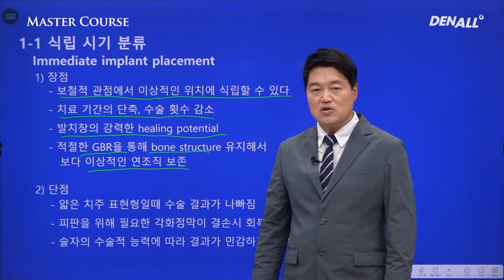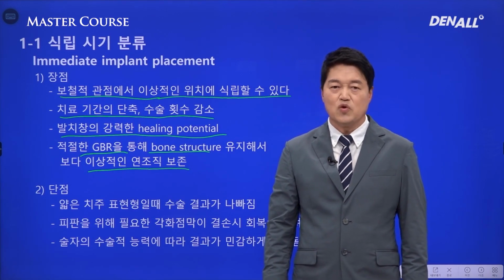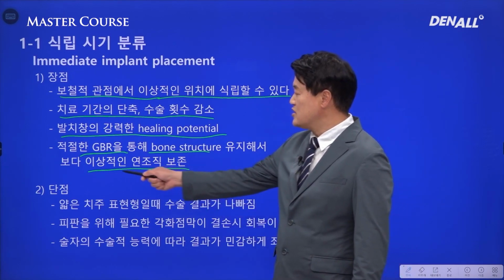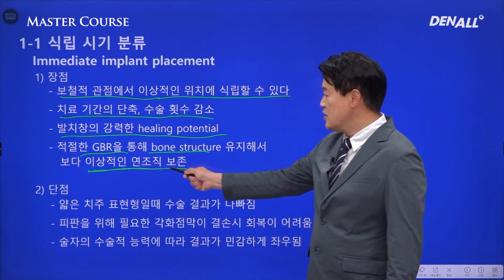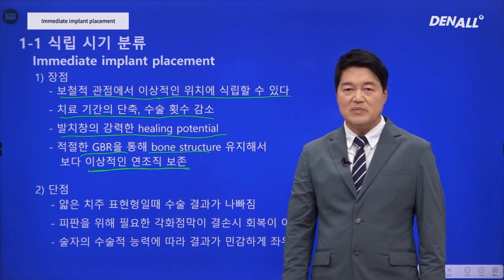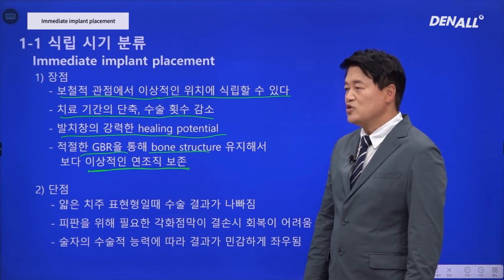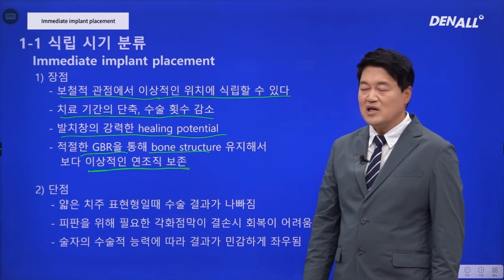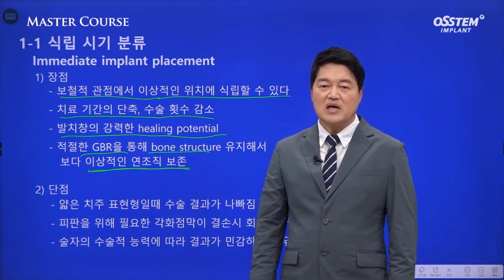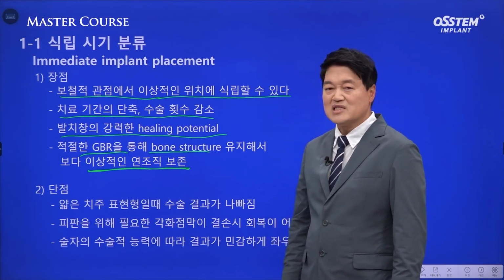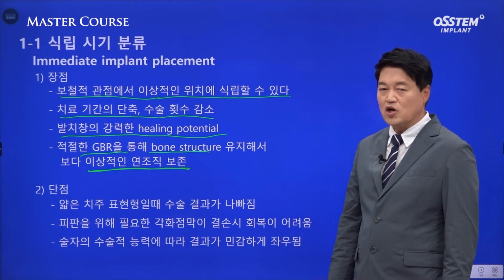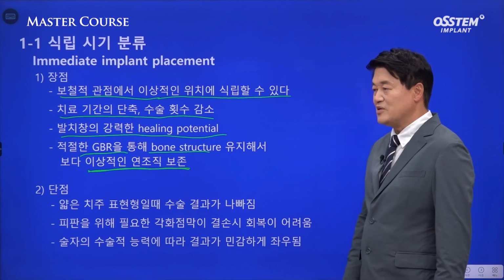In my case, in anterior cases, over 90% of the time, I try to do immediate implant placement. The biggest reason is to maintain ideal soft tissue. That is why I tend to do immediate implant placement. The downside is, in the case of thin biotype, the surgery result may not be favorable. If there's no keratinized tissue, the healing may be difficult depending on the surgeon's capability. The results may vary. It is technique sensitive.